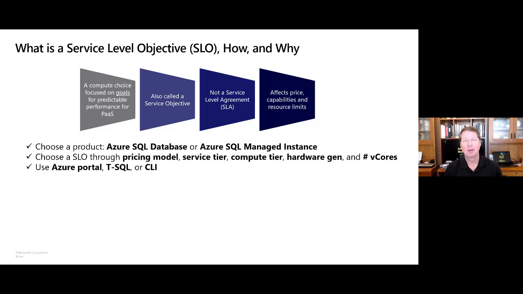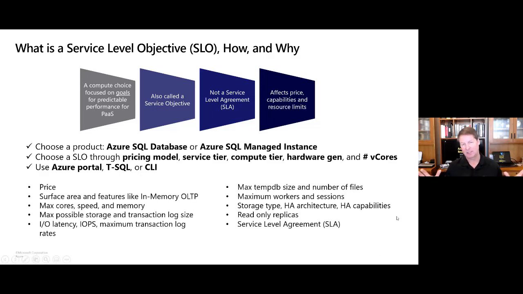So through PowerShell, through Azure CLI, you can also make these changes. And here are the things that they affect. Look at all these things. By navigating down your product and all these different choices, you're going to affect the price you pay, the surface area of features that you get, things like resources. What kind of cores do I get? What type of cores do I get? Things like storage sizes and IO performance and temp DB, all sorts of different things that can affect your ability to be successful in the cloud.